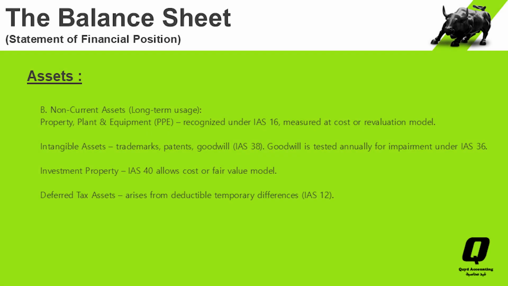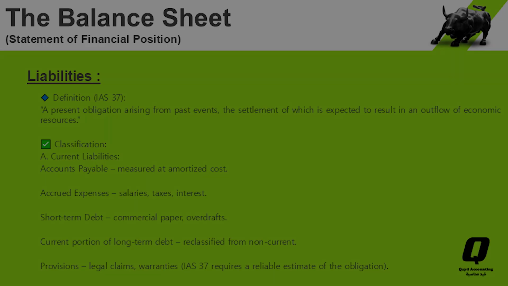B. Non-current assets, long-term usage. Property, plant and equipment, PPE, recognized under IAS 16, measured at cost or revaluation model. Intangible assets, trademarks, patents, goodwill, IAS 38. Goodwill is tested annually for impairment under IAS 36. Investment property, IAS 40 allows cost or fair value model. Deferred tax assets arise from deductible temporary differences, IAS 12.